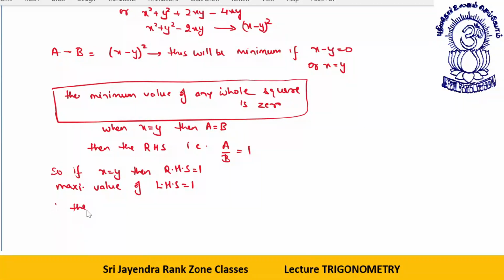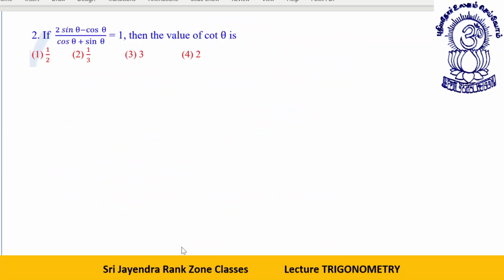Therefore, the above equality is possible only when x is equal to y. I hope I am clear to all of you. This was genuinely a good question. Fine, let's proceed towards the next one. I hope you have got your concept very clear with this.